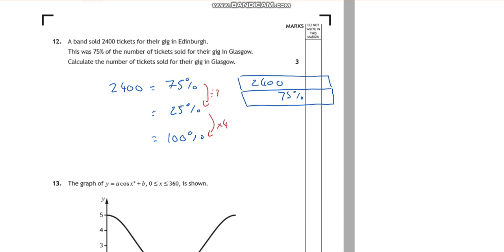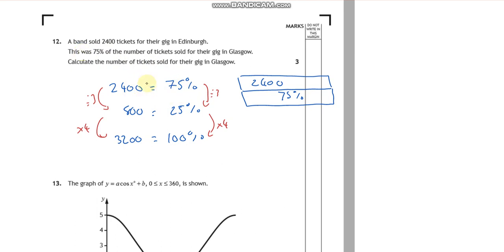So if I divide this by 3, I'm going to get 800. Times it by 4, I'm going to get 3,200. What you do to one side, you have to do to the other side. Okay, divide by 3 times by 4, and that starting point is probably the hardest bit to get. Sometimes they say it's reduced by 25. So you'd say right 100. You always start with 100, and then you would add or subtract what it's telling you. But this is just telling you this was 75%. So this time is an equal.